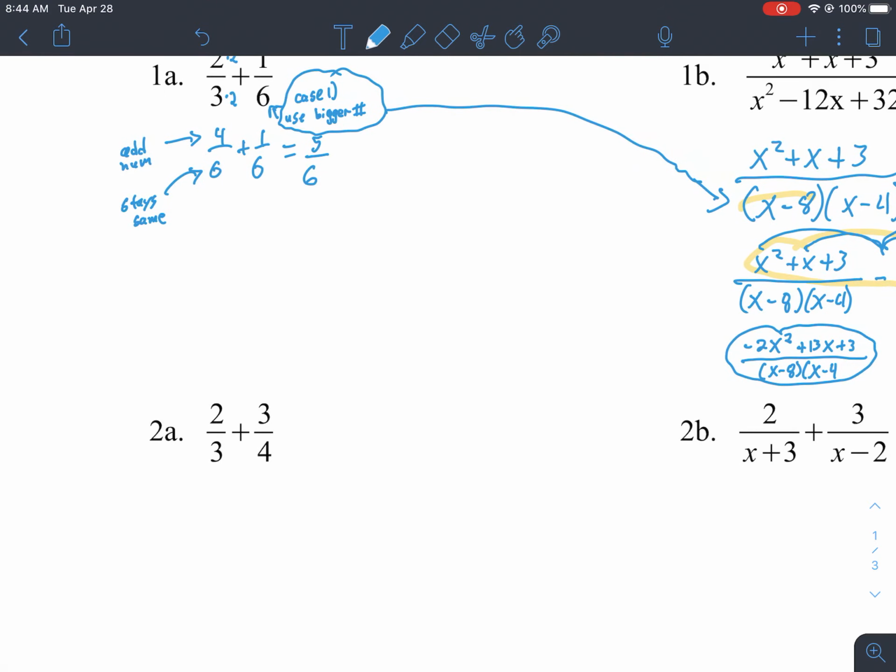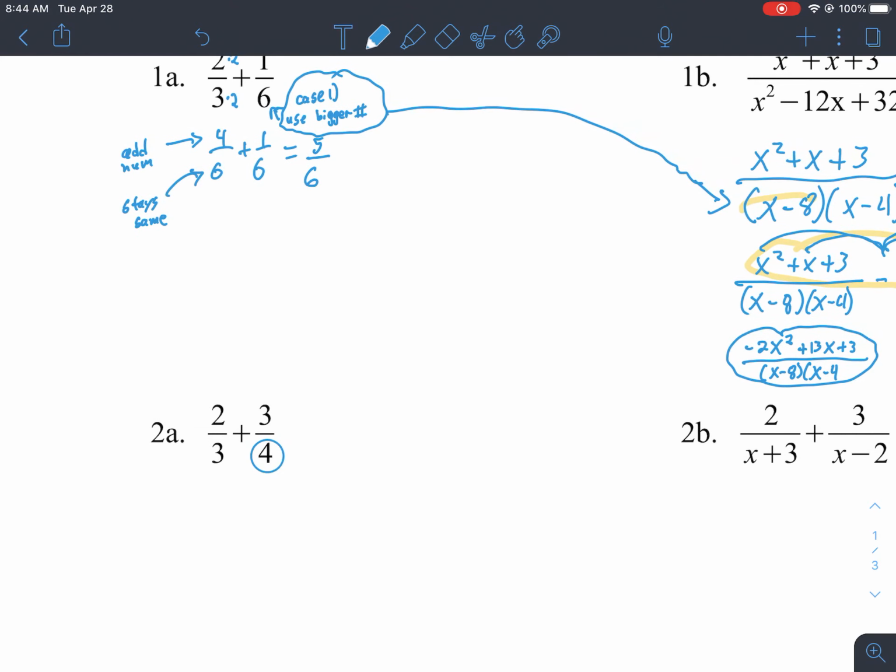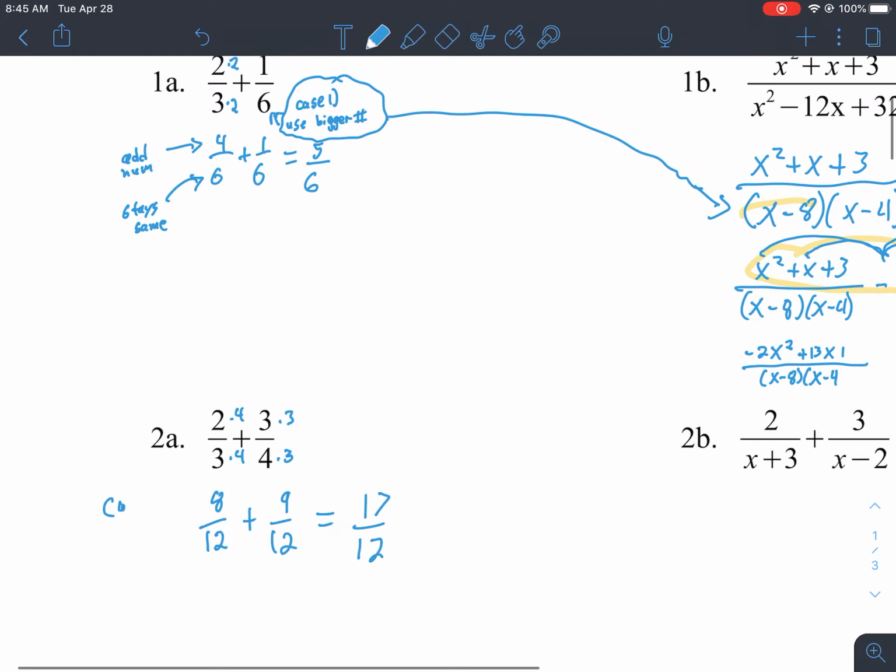Okay, so here you can't use the bigger number. So then we will think, okay, what's the smallest number that both 3 and 4 go into? Well, the smallest thing they go into is just multiplied by each other. So times 4 times 3. So it's 8/12 plus 9/12, which is 17/12. So case 2 was we multiply the denominators together.